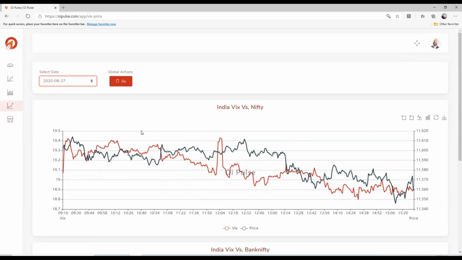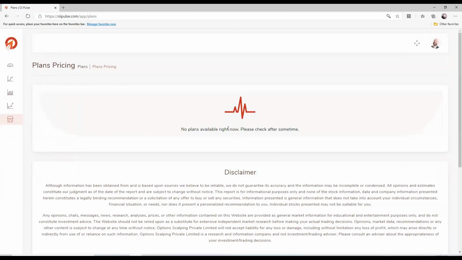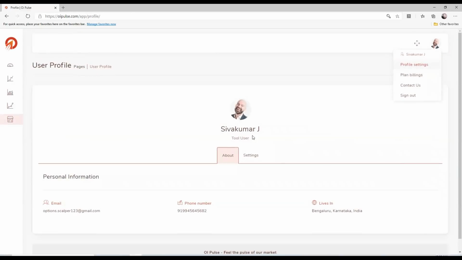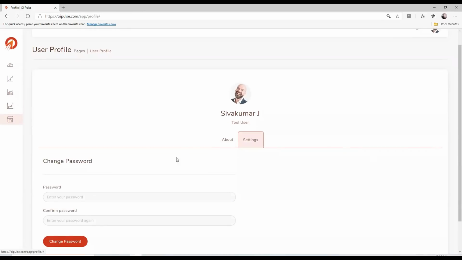And people who are wondering how I can subscribe to this tool and so on, go to the plan page. Soon we will be launching the plans, and you will be able to subscribe using this particular page. And most importantly, once you roll out, and once you join a particular plan, you'll be able to see your profile settings, and in the settings you'll be able to see how you can change your passwords and so on.